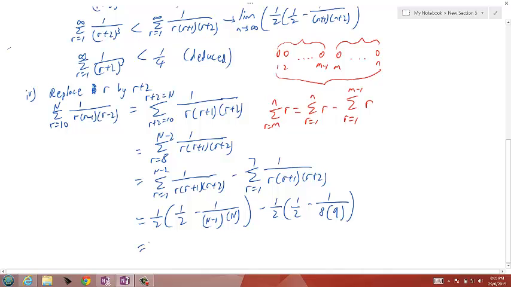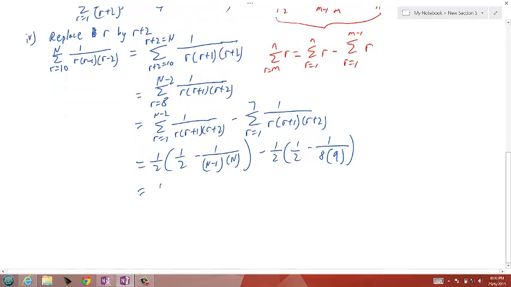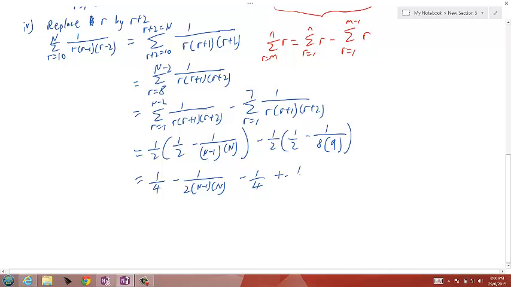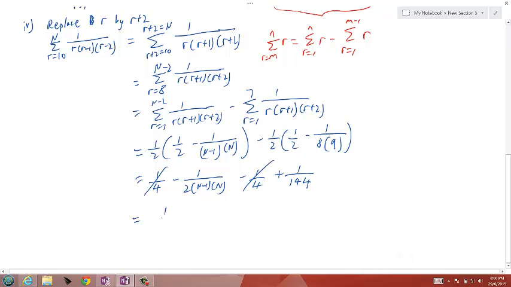So you expand out this thing. Let's simplify this, you're nearing there already. 1/4 minus half minus 1 times n minus 1/4 plus 1 over 144, right? 2 times 8 times 9 is 144. So this one then cancels away. So the answer will be 1 over 144 minus 1 over 2 and minus 1 times n. So this is the final answer for the last part.